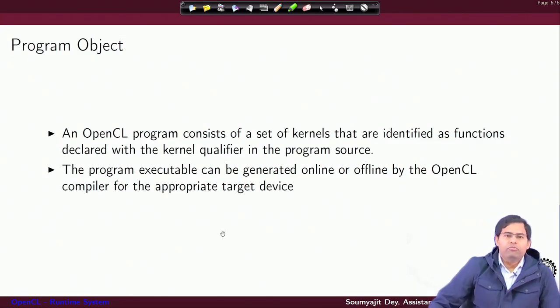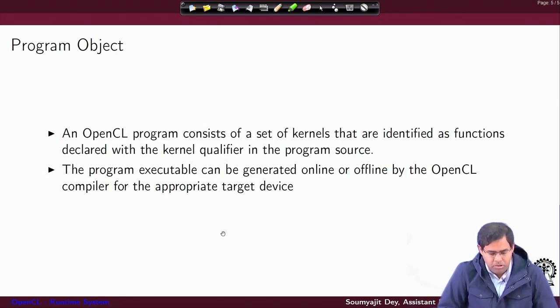The next thing would be a program object. An OpenCL program consists of a set of kernels that are identified as functions declared with the kernel qualifier in the program source. So, you will write the OpenCL kernel with this qualifier kernel before the declaration, as you can see in our OpenCL vector add kernel example.